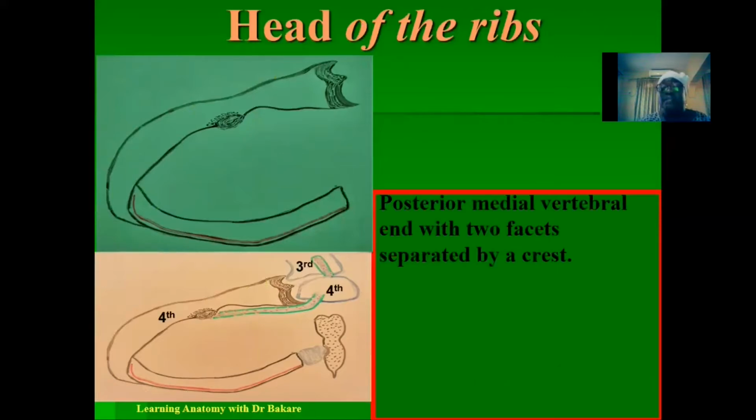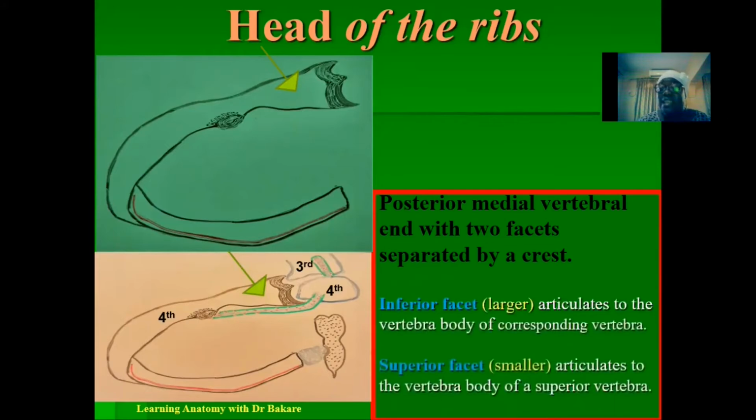For the head of the ribs, it is the posterior-medial region, and it is the vertebral end, which means that it is the end that is attached to the vertebral column behind, and this is the head region. What is distinct about the head is that it presents two facets. So we have the inferior facet, which is a larger facet, and we have the superior facet, which is a smaller facet. So this is the superior facet, which is smaller, and we have a lower inferior facet, which is larger. Let's use this image for illustration.